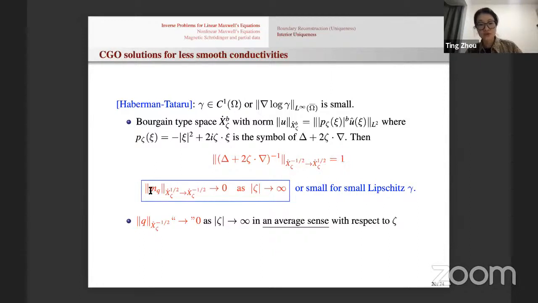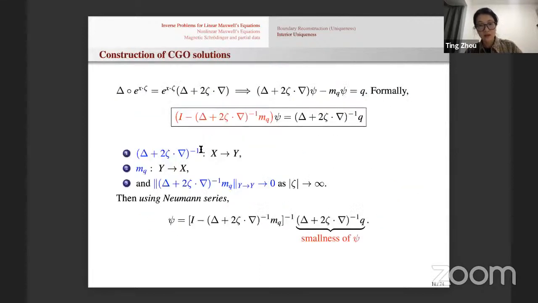However, they were able to show the multiplication by the potential Q, let's go back here to this equation. Keep in mind that we want to show this whole thing, the composition of these two operators, being small. But previous work showed this being small and the second, MQ, being bounded. Here they did it the other way around, saying that MQ is small, but this inverse operator is bounded.